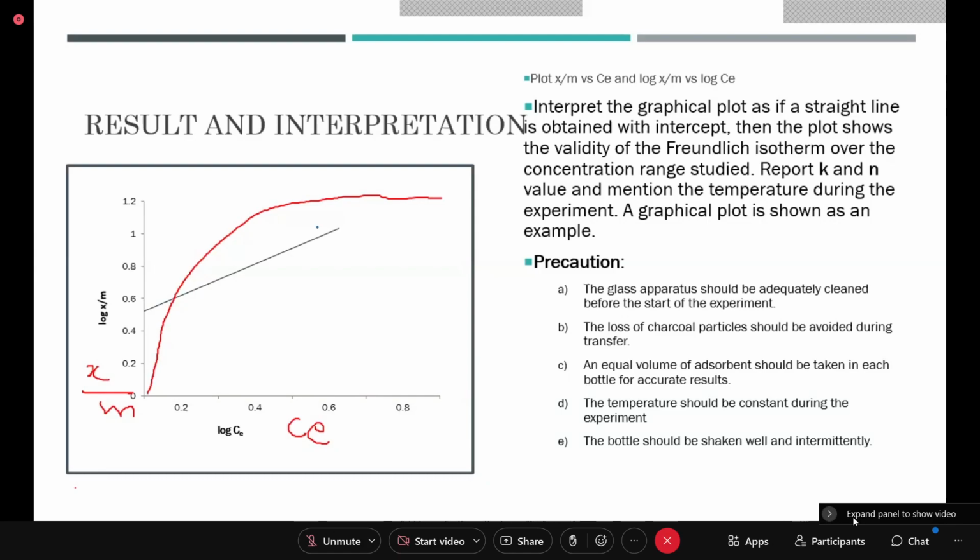Like if you are getting it like this, log X by M versus log C, maybe you will be getting a straight line like this. Draw a line having half of the points above and half below, or try to put your scale in such a way that 3 points are on the scale or on the line, and of the rest, one is above and one is below. Such kind of a plot should be plotted. Then extrapolate this particular graph on your y-axis. So this value becomes log k.